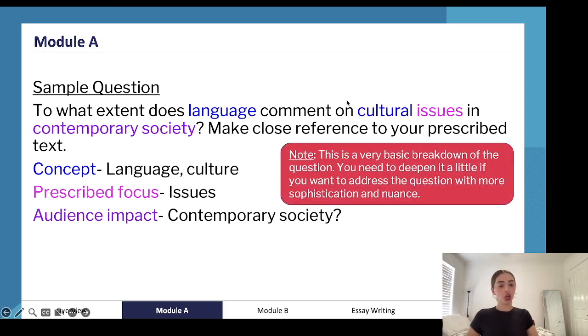So, note that this is a very basic breakdown of the question. You need to deepen it a little if you want to address the question with more sophistication and nuance. For example, for your concept, it wouldn't just be language and culture. It would be the culture that your text is exploring, the Australian true blue culture. And the language is the dichotomy of having humor, but also depth in the silent aspects of the film, if you're studying The Castle. Obviously you need to be specific to your text. We're not being specific now because you're all studying many different texts.